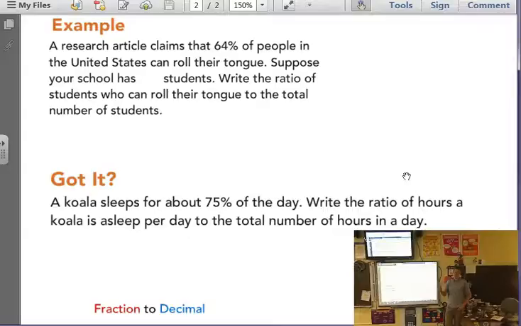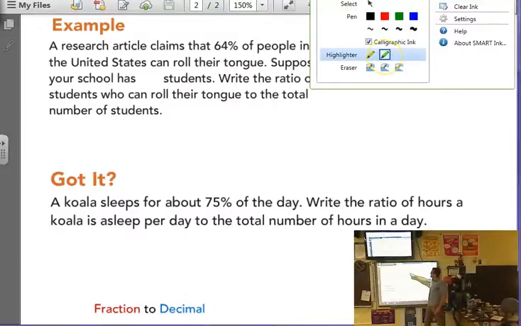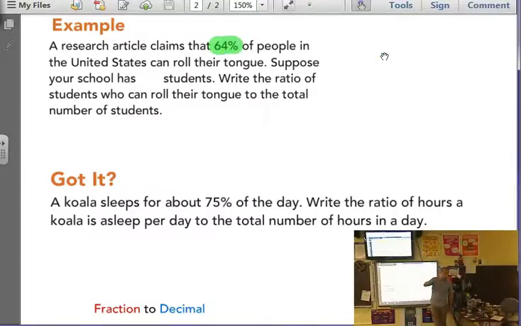So, they did a study. They actually studied this. And a lot of times, they'll do these studies in malls. So I think that's biased to people that go to the mall. But they will grab people as they walk by. And that's called a simple random sample. When you just randomly grab people and ask them a question. They asked them, can you roll your tongue? And they found out that based off the study they did, 64% of the people can roll their tongue.